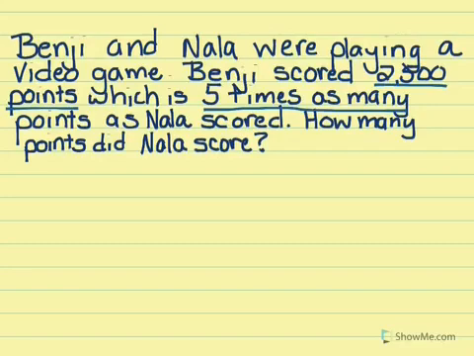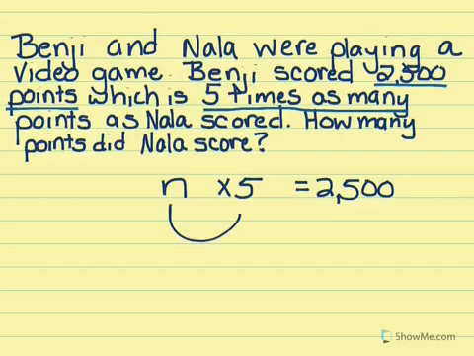I know Benji scored 2,500 points. I know that number is 5 times as many points as Nala scored. So I'm going to use an N for Nala. So I could say my situation is Nala's score times 5 gives me Benji's score. I'm going to solve it using my inverse operation.